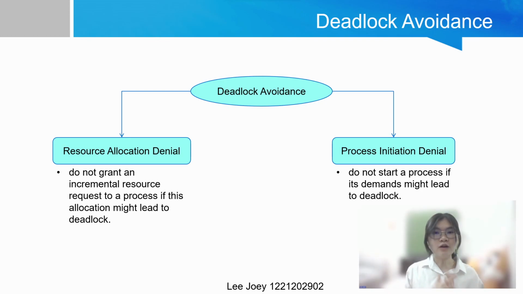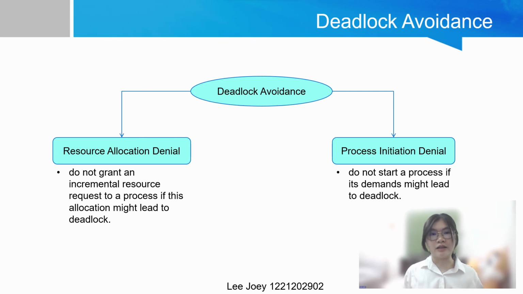For deadlock avoidance, there are two approaches: resource allocation denial and process initiation denial. Resource allocation denial means not granting an incremental resource request to a process if this allocation might lead to deadlock. Process initiation denial means not starting a process if its demands might lead to a deadlock. And how do we know whether the process has enough resources to execute? It is by referring to the banker's algorithm.